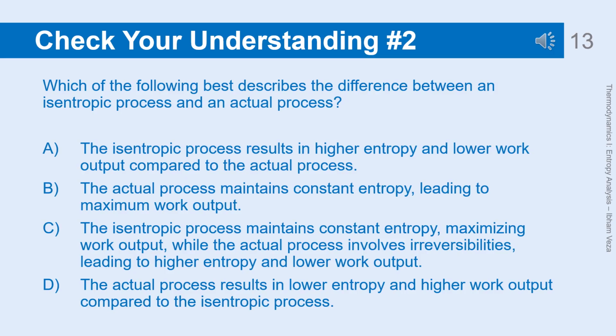the isentropic process. C. The isentropic process maintains constant entropy, maximizing work output, while the actual process involves irreversibilities, leading to higher entropy and lower work output. This is the correct answer because it accurately describes the ideal behavior of the isentropic process and the impact of irreversibilities in the actual process. D. The actual process results in lower entropy and higher work output compared to the isentropic process. This is incorrect because the actual process has higher entropy and lower work output due to irreversibilities.